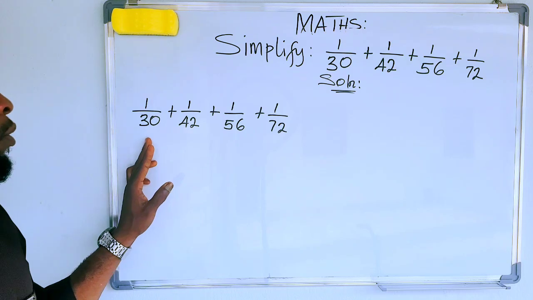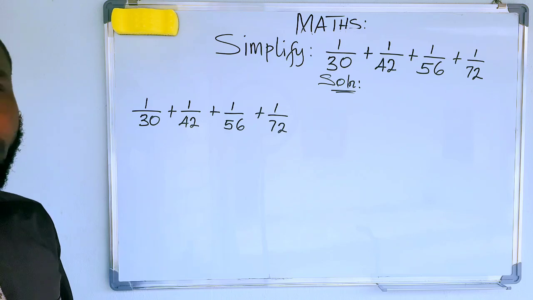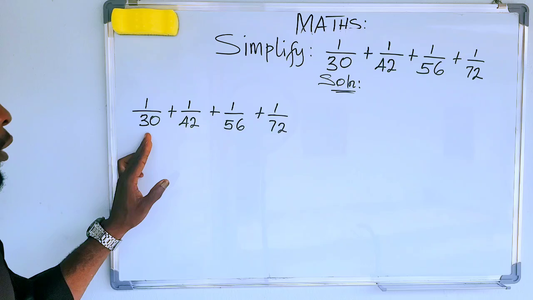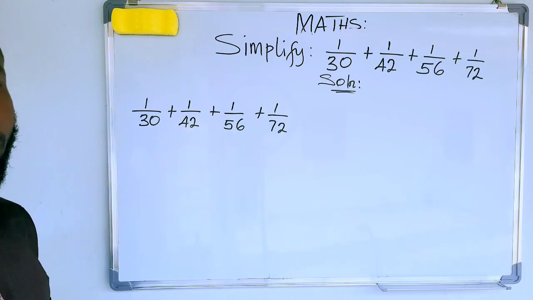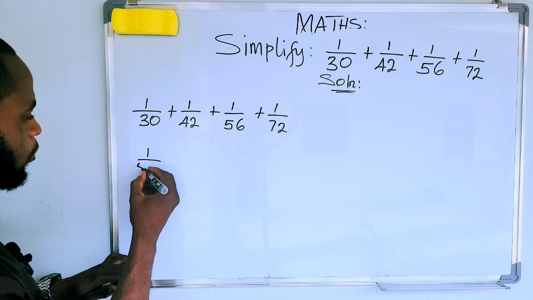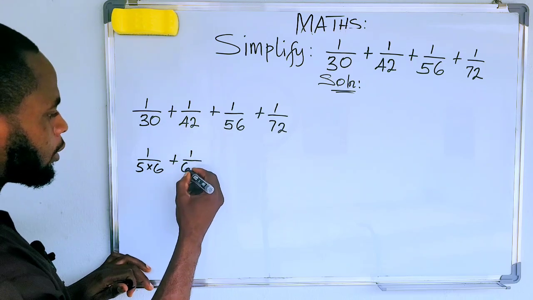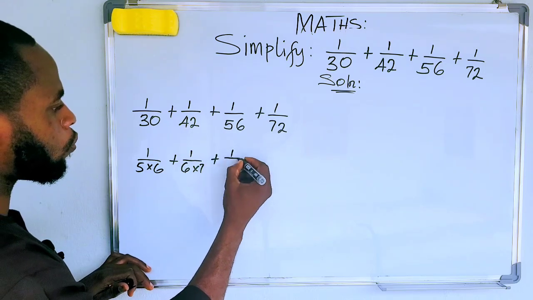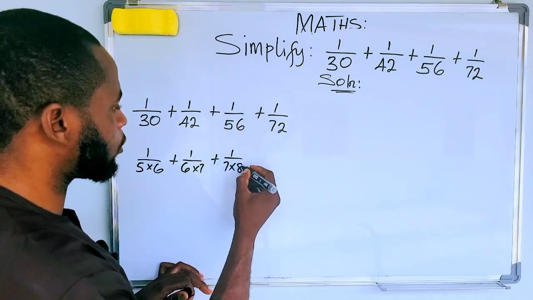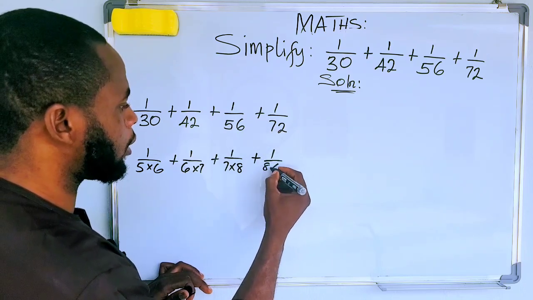If you observe carefully, you notice that these numbers can be expressed in terms of their multiples. In that case, you are going to express each of these numbers by their multiples. Now, 1 divided by 30 can be expressed as 5 times 6, plus 1 divided by 42 can be expressed as 6 times 7, plus 1 divided by 56 can be expressed as 7 times 8, plus 1 over 72 can be expressed as 8 times 9.